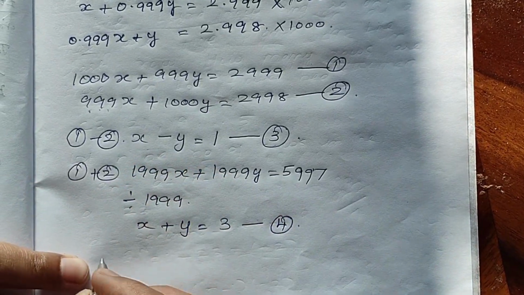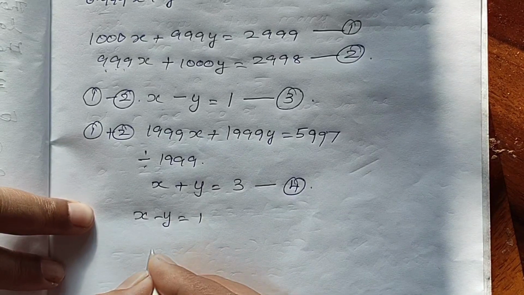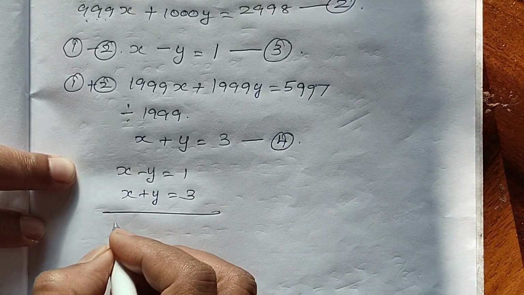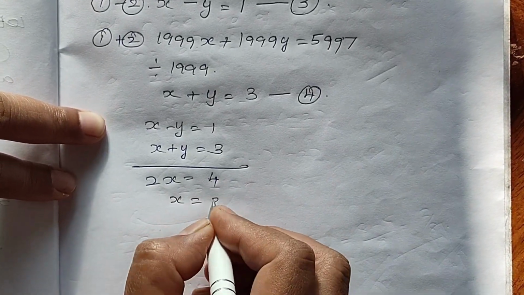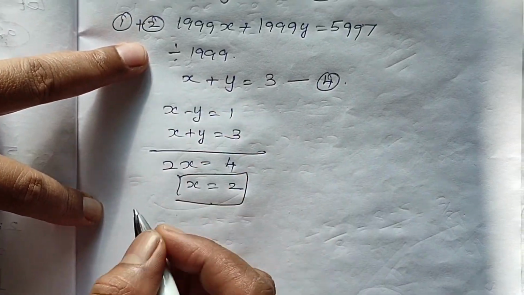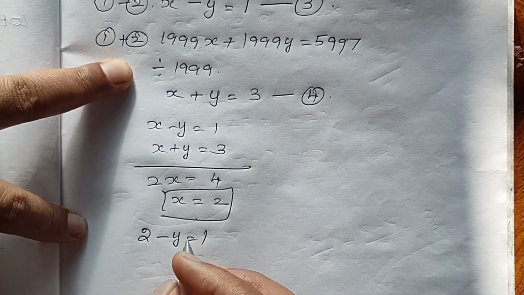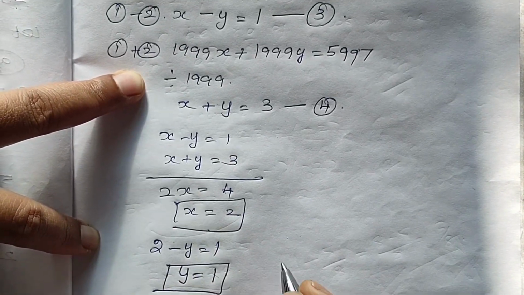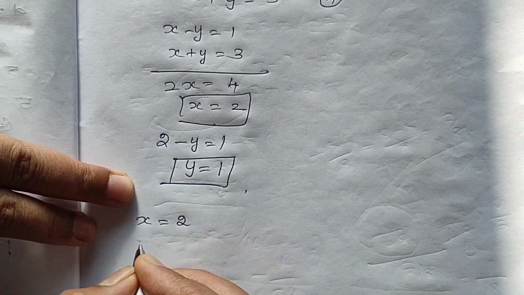Now third and fourth. So third equation is x minus y equal to 1. Then x plus y equal to 3. Then add, that is 2x equal to 4. So x equal to 2. Substitute x equal to 2 in 3. What you get? 2 minus y equal to 1. So y equal to 1. Therefore, the value of x equal to 2 and y equal to 1.